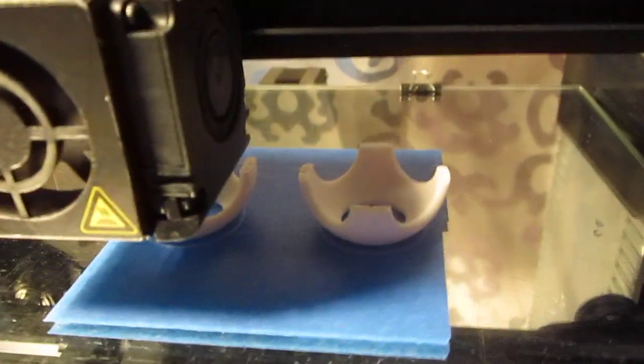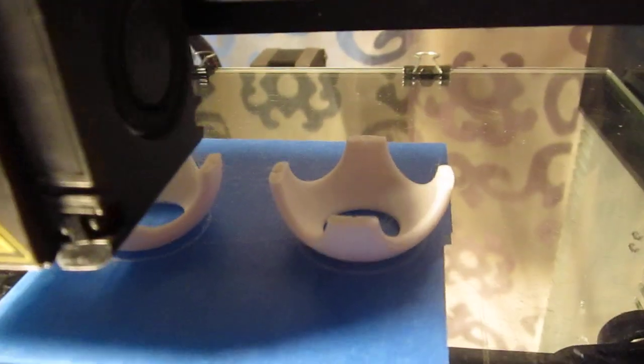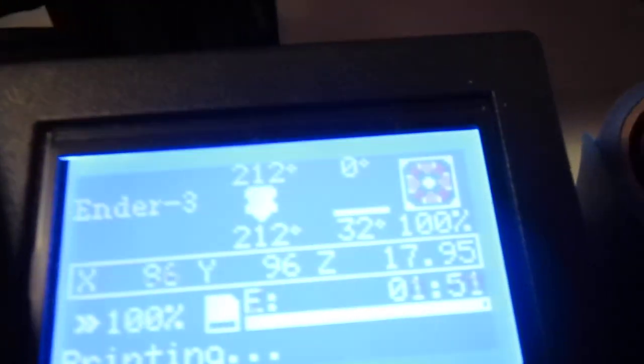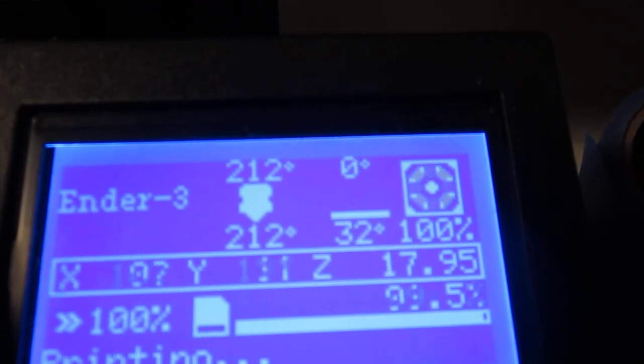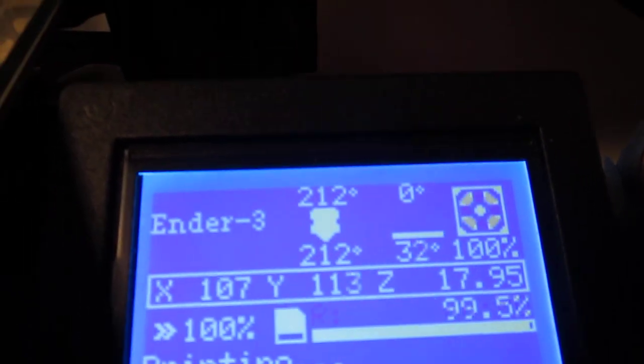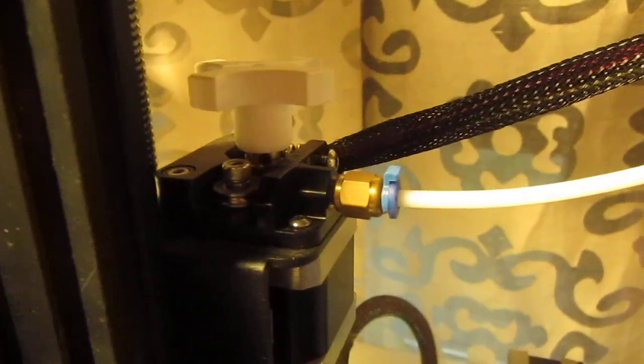All right, this is the second one of the cube. This is one size bigger than the last one I did, and you can see here as well, it's zero set point on the bed, non-heated bed, as usual. My nozzle's at 212. This is a little tour of my printer.